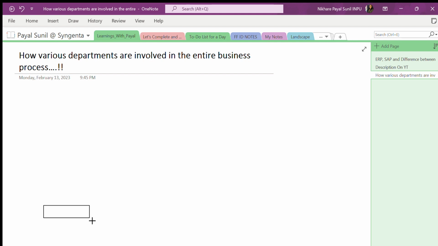Generally, the customer will come to the sales department to check if the product is available or not. Then the sales department will contact the inventory department to check the product's availability.